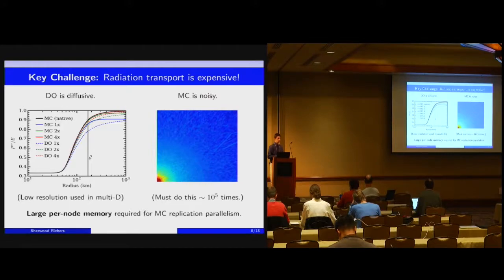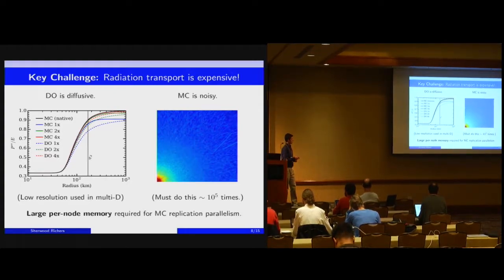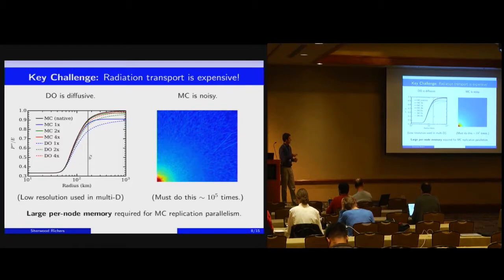So the key challenge with this kind of method is that treating radiation in full generality is very, very expensive. Of course, every method has its own strengths and its own weaknesses. On the left-hand side, I'm exposing one of the weaknesses of the discrete ordinates method: that it's very diffusive.